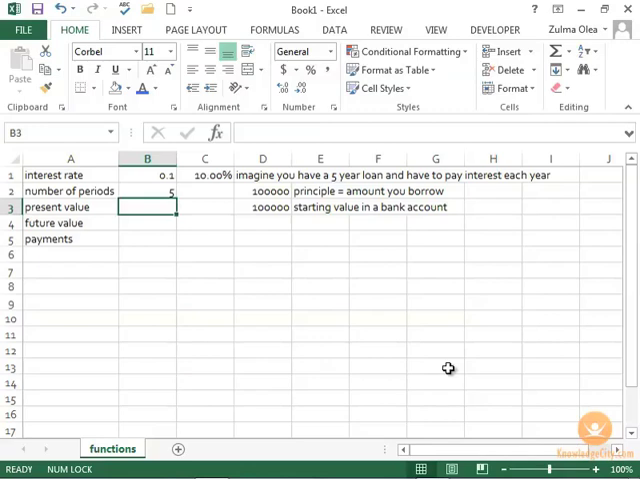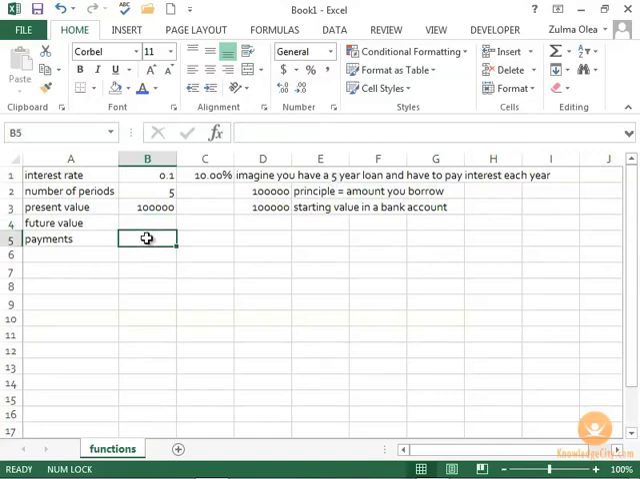Present value is the value today. So if I put some money in the bank, then the present value is my starting amount. In this case, let's pretend it's 100,000. The future value is what will it be worth in 5 years? Or if it's a loan, what will the amount I pay off be?